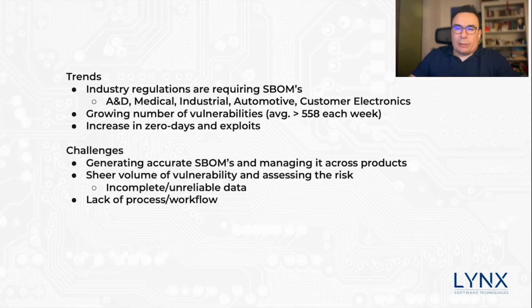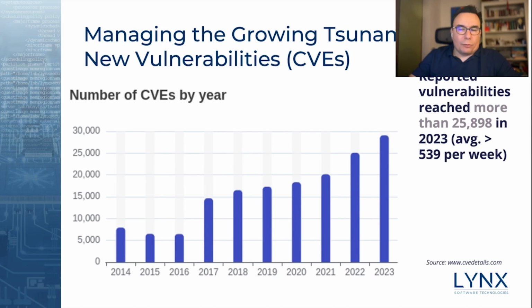So let's move on to managing the growing tsunami of new vulnerabilities. I spoke to that topic a little bit earlier, but you can see in this slide that the number of vulnerabilities discovered is growing year over year. In 2023, we see on average 539 new vulnerabilities reported per week. That's across all the different software. But if we look statistically at any particular product, you should expect more or less 10 to 15 vulnerabilities to be reported against your product every week.